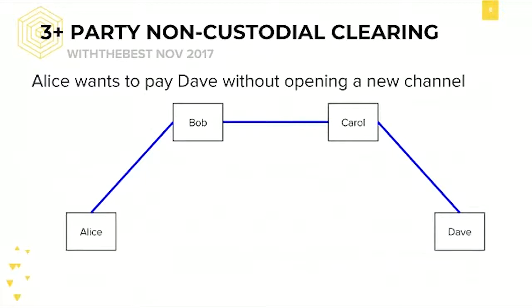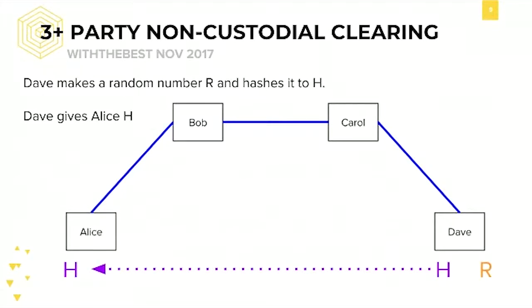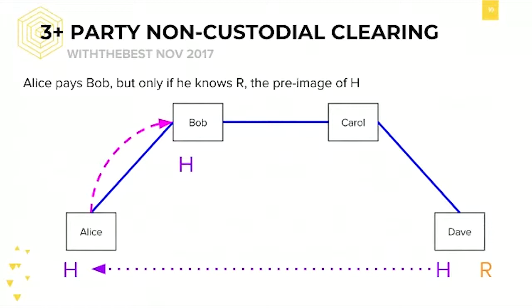These are the age-old Lightning slides that people have been using forever. So basically, in this scenario, Alice wants to pay Dave without opening a new channel with Dave, because that would be kind of expensive. So Dave hashes a random number, R, and then gives the hash H to Alice. Now Alice writes a contract on the Bitcoin network to Bob that effectively says, okay, Bob, if you know R, the pre-image of H, then I will pay you.